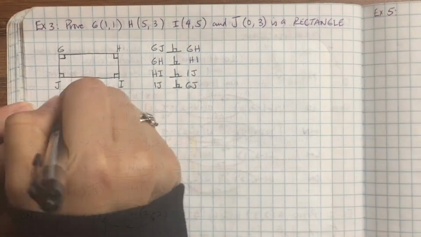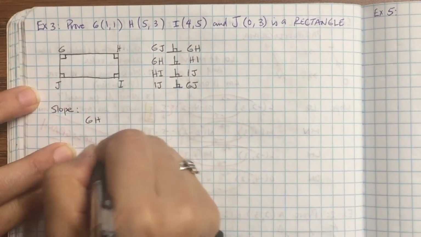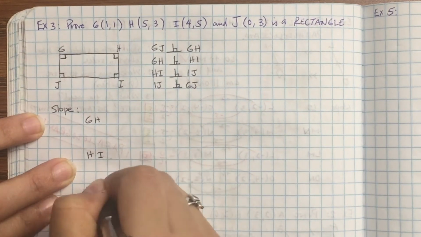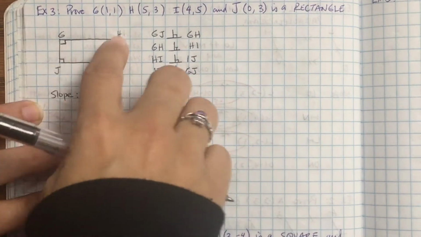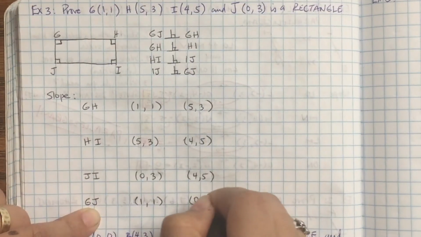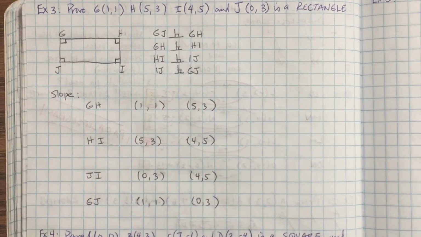All right, so how do I plan on doing that? What do I need? Slope, distance, or midpoint? I need slope. So anytime you're doing parallel and perpendicular, it's slope. So I need to find the slope of GH, HI, JI, and GJ. So the slope of all of those lines. All I did was copy the coordinates down from the question there, because I'm looking for slope.